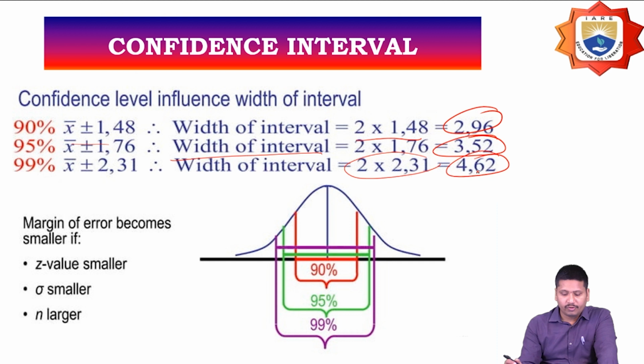So the margin of error should be smaller when the z value is smaller, the standard deviation is smaller, and the n value is larger. So once you consider these values, how will the graph be obtained? This should be the lower limit and this should be the upper limit, and this is the meaning of the confidence interval value.